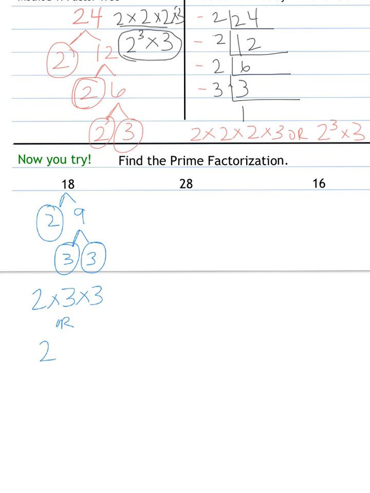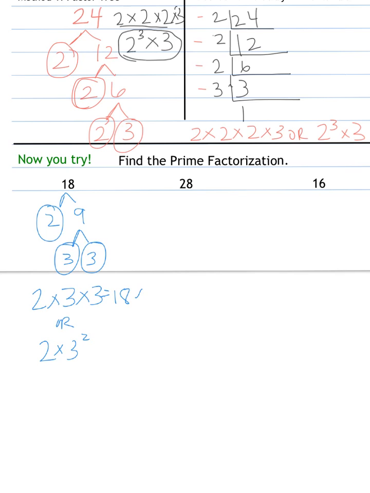or 2 times 3 squared. And you can always go back and check by multiplying these together and see if you get your original answer back. And 2 times 3 is 6, times 3 equals 18, so it does check out. Okay.